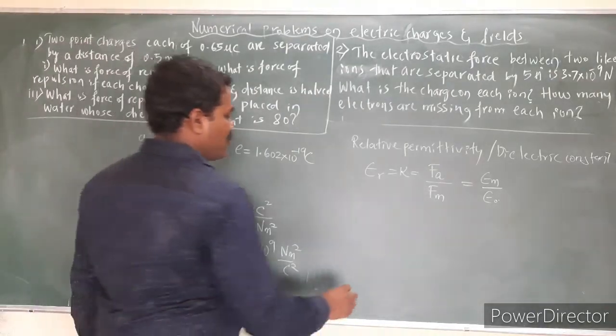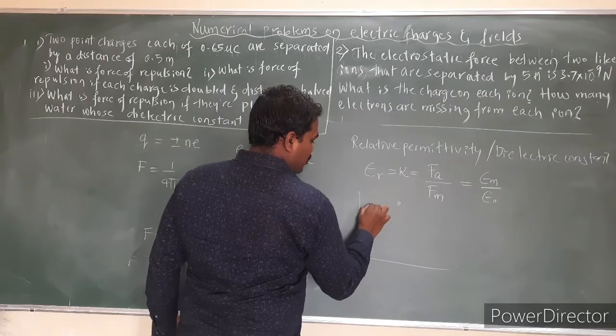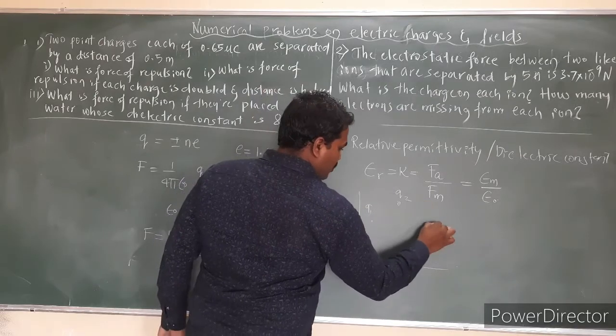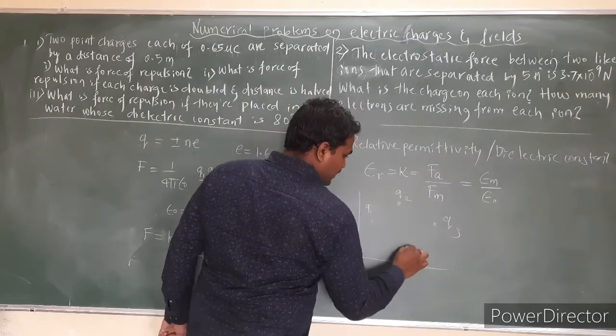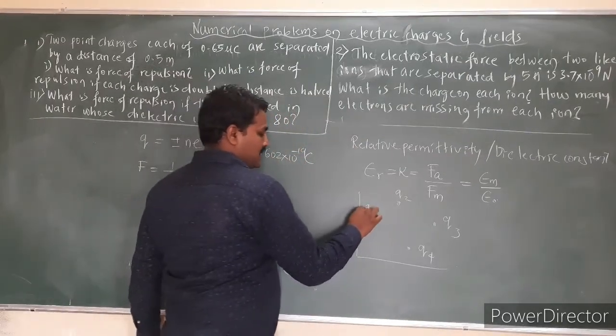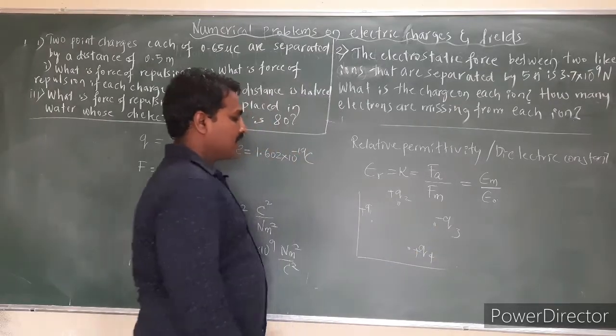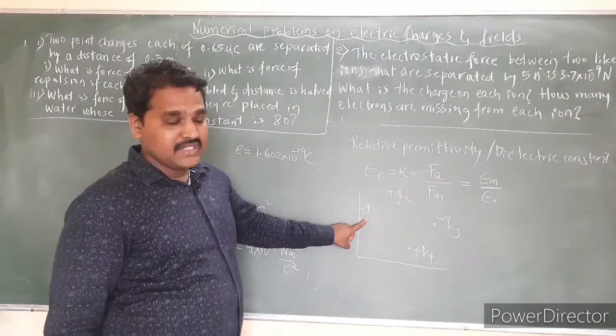See here. When I have a system of charges like this, let me consider charge Q1 here. Here I have charge Q2. Here let me take charge Q3. Let me take charge Q4. Let it be plus, let it be plus, let it be minus, let it be plus. Consider charge Q1.